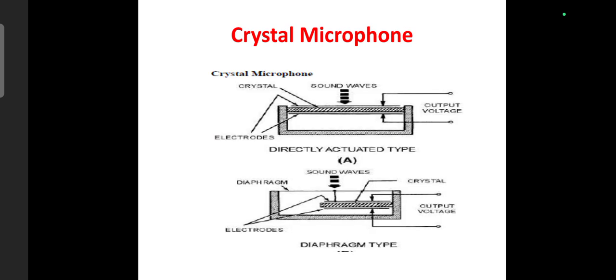Next is the crystal microphone. It works based on the piezoelectric effect. Certain materials such as quartz generate an electrical voltage whenever mechanical pressure is applied. When a sound wave strikes the diaphragm, pressure is transferred to the crystal. The crystal produces an electrical signal proportional to the sound. Crystal microphones provide good output voltage without requiring an external power supply. However, they are sensitive to temperature and humidity, making them less suitable for modern professional applications.